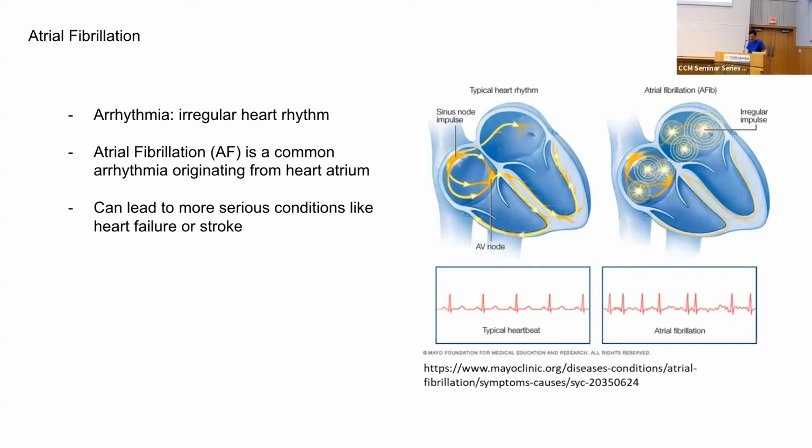So atrial fibrillation is a common irregular heart rhythm condition where irregular electrical impulses originating from the heart atrium cause the heart to beat irregularly. Usually the heart beats according to the sinus node, but in atrial fibrillation, there are different causes that can cause the electrical impulses to become abnormal.